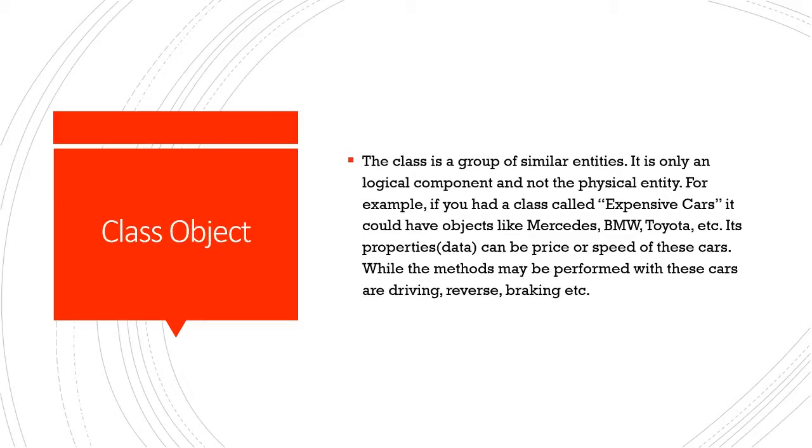And the class in the Java object concept is a group of similar entities. It is only a logical component and not a physical entity. For example, if you have a class called expensive car, it could have objects like Mercedes, BMW, Toyota, and some others. Its properties can be the price or speed of the car, while the methods performed with these cars are driving, reverse, braking, and some others.